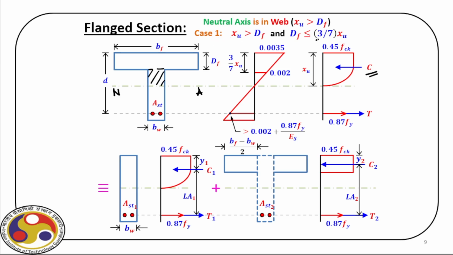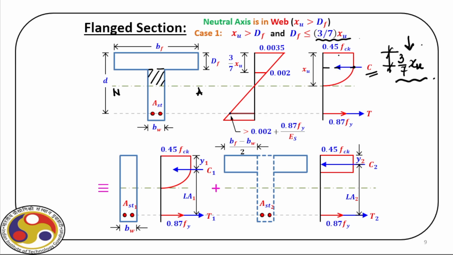Recall what is this 3/7 XU? It is actually this location where it first changes from parabolic to purely plastic. That is the idealized section. So, this distance is 3/7 XU that we derived long back during our discussion on singly reinforced design. Right, you refer to the old class notes, you'll get it.